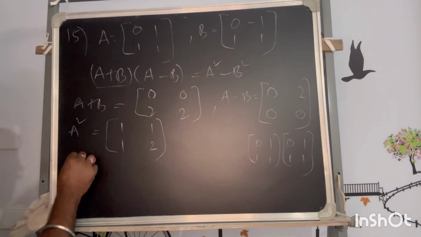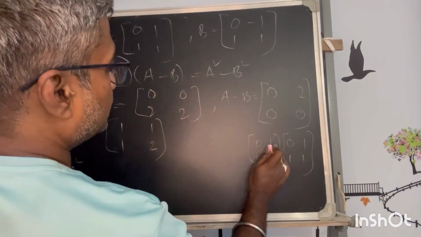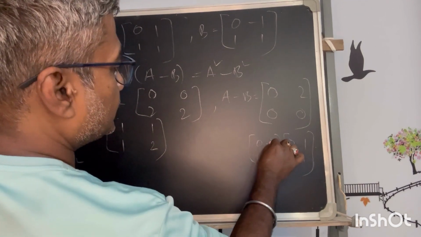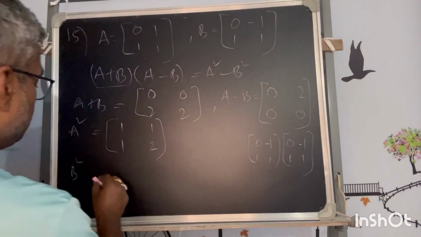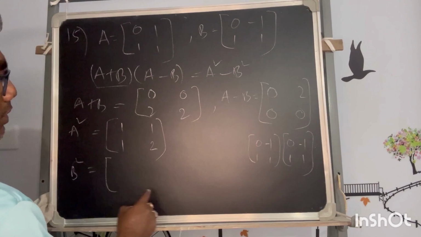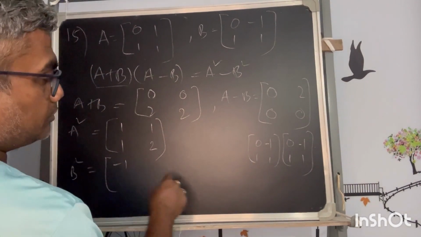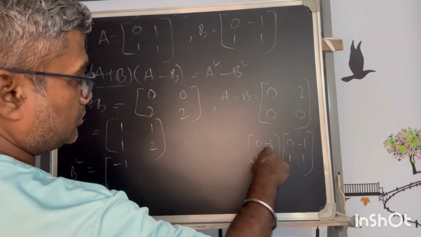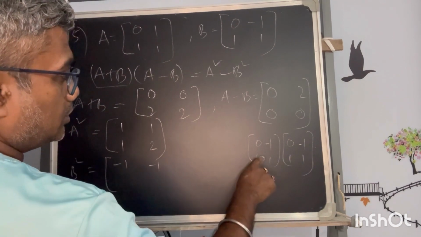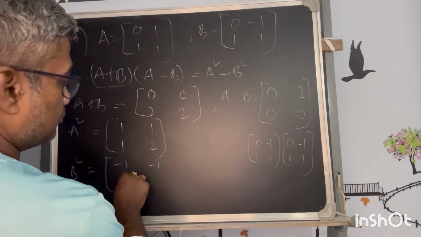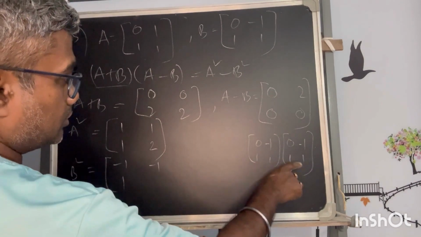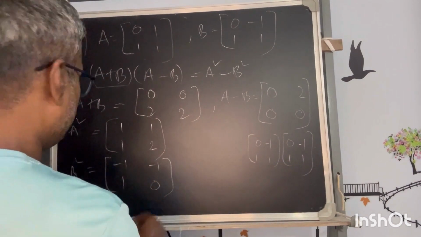So B square is equal to, similarly what we have to do, we have to keep it like that, minus 1 and minus 1. So what will be my result? 0 into 0 minus 1 is minus 1, 0 into 1 minus 1 is minus 1, 1 into 0, 1 into 1 is 1, 1 into minus 1, 1 into 1 is 0. So this will be the case.